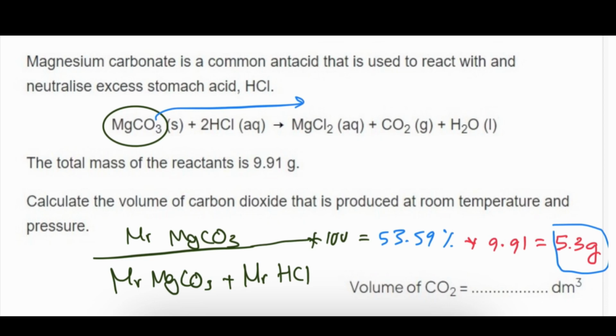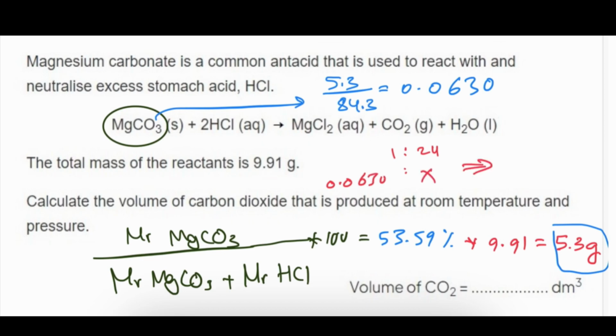How can I calculate the moles of MgCO3? As we learned, we have to calculate the mass over the MR, which equals 84.3, 0.0630. This is the number of moles of MgCO3. We notice that the mole ratio is 1 to 1. Let's go to the mole ratio, which is 1 to 24. We have 0.063 moles, and here we have X, 1.51 decimeter cubed.